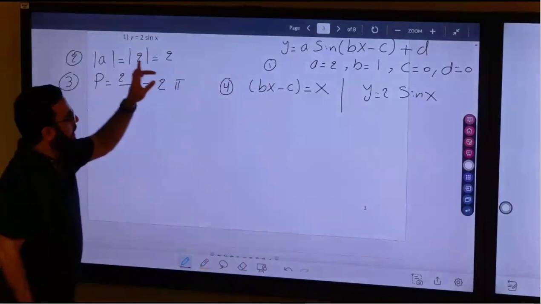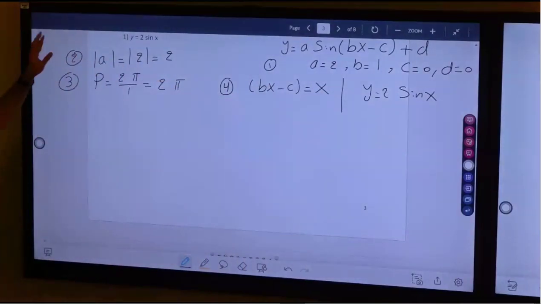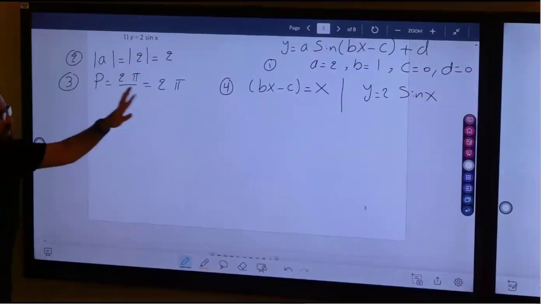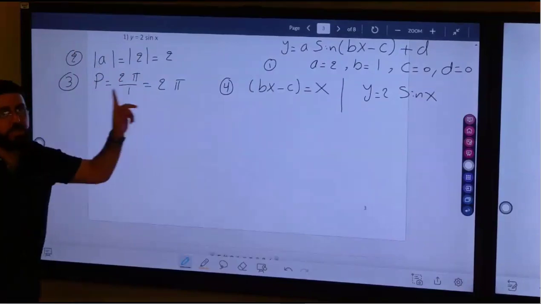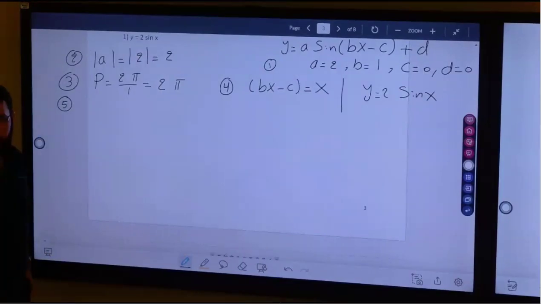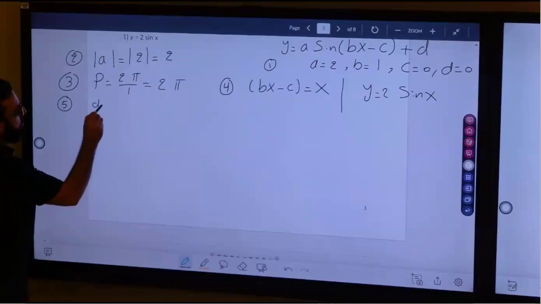Step 1. Step 2, find the amplitude. Step 3, find the period. Step 4, the phase shift. Step 5 is what? The vertical shift. There is no D, right? That means D equals 0.